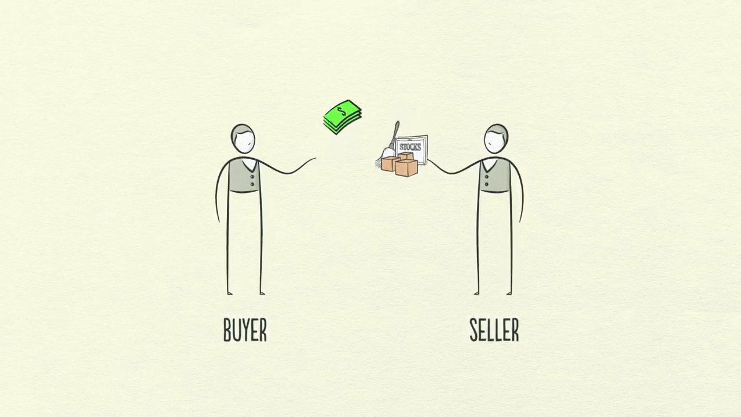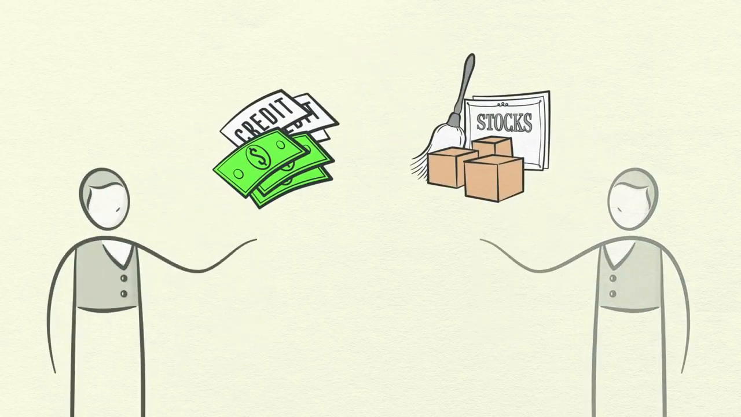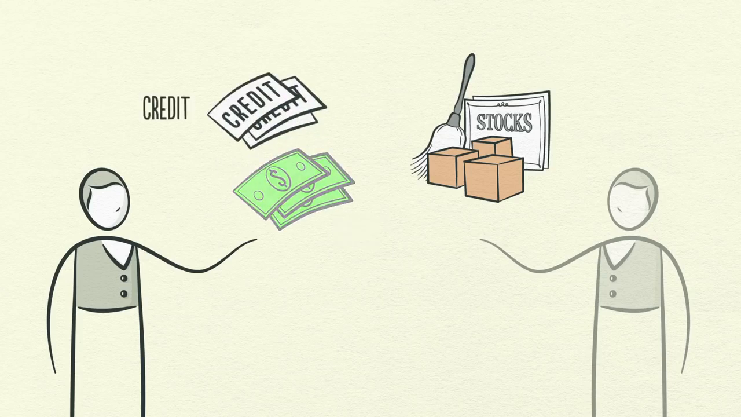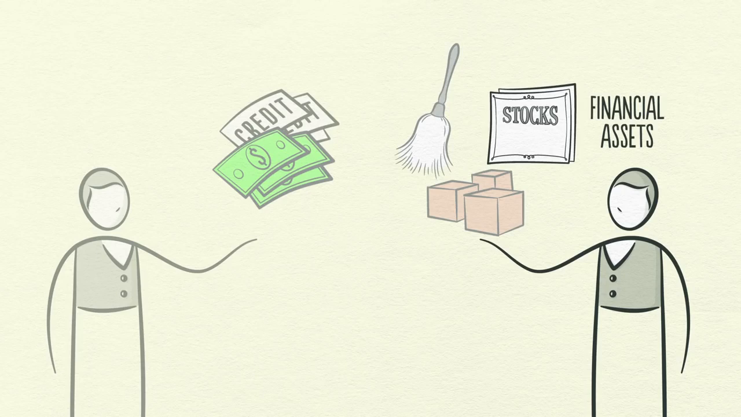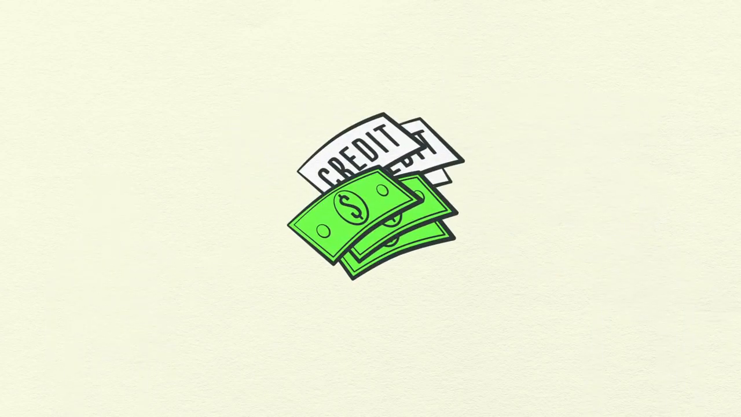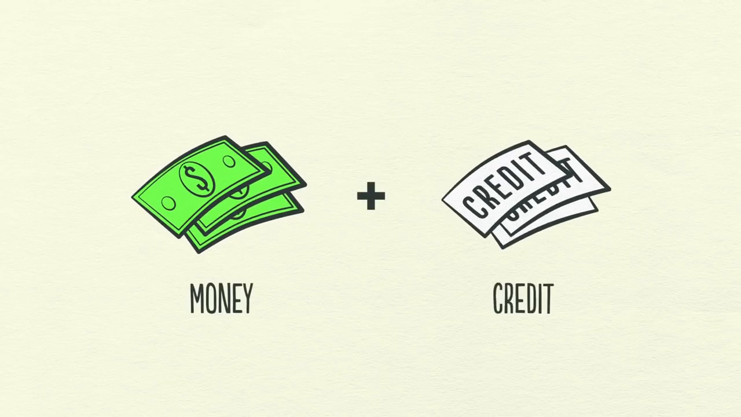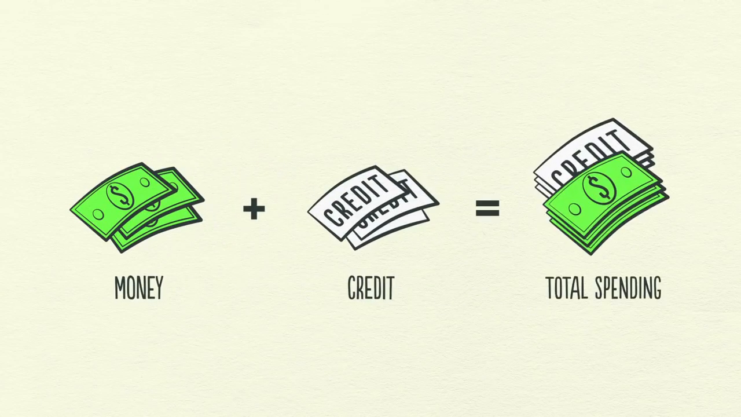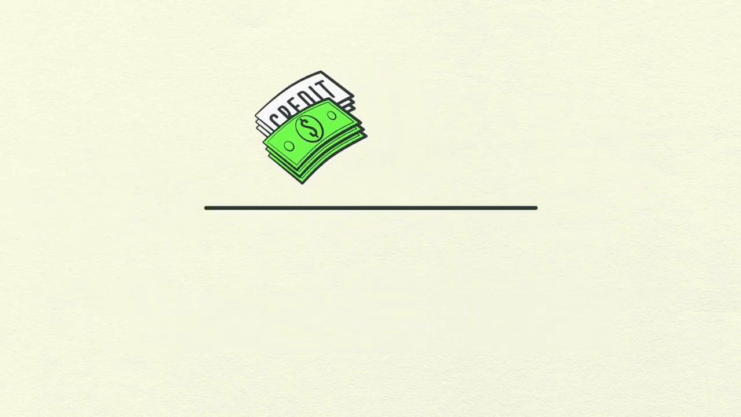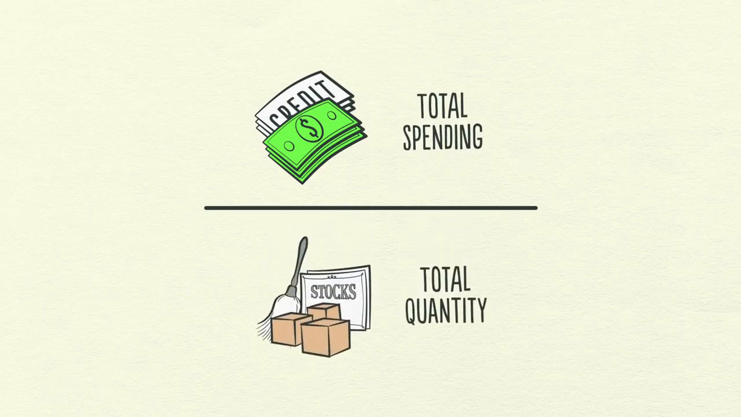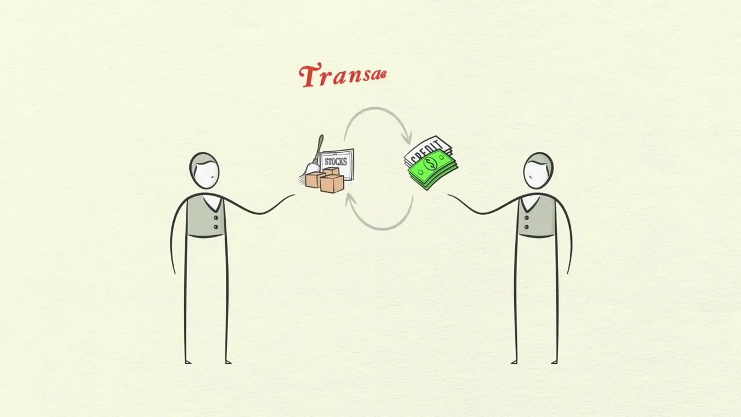You make transactions all the time. Every time you buy something, you create a transaction. Each transaction consists of a buyer exchanging money or credit with a seller for goods, services, or financial assets. Credit spends just like money, so adding together the money spent and the amount of credit spent, you can know the total spending. The total amount of spending drives the economy. If you divide the amount spent by the quantity sold, you get the price. And that's it. That's a transaction.